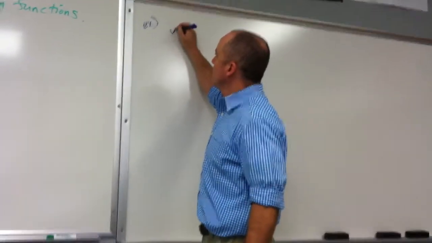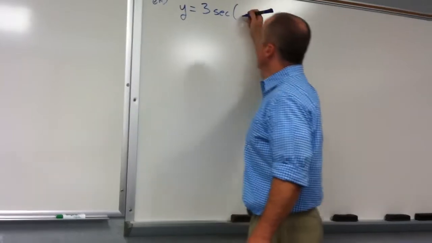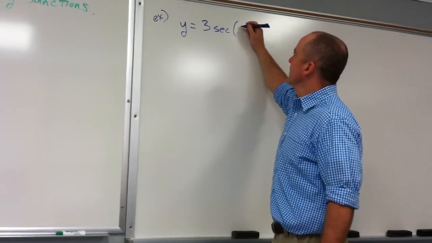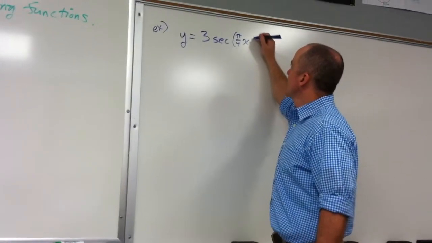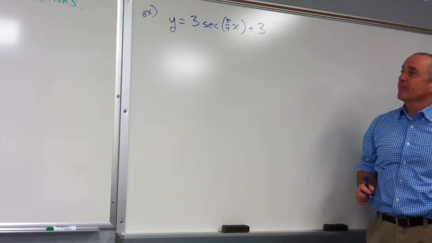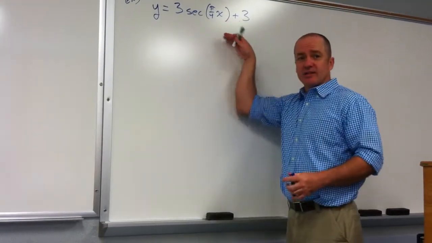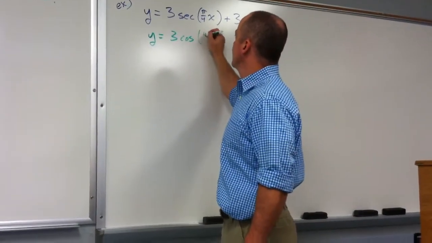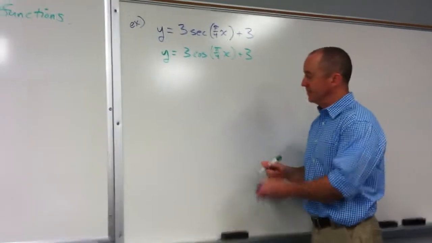So I'm going to say to graph y equals 3 secant, what do I want this to be? Pi over 4 x plus 3. I'll leave k out for now. Okay, that's the graph. Here is my humble advice. Don't even think about this yet. Forget about it. And instead graph y equals 3 cosine pi over 4x plus 3 to start with. But don't forget to go back and fill in the secant afterwards.